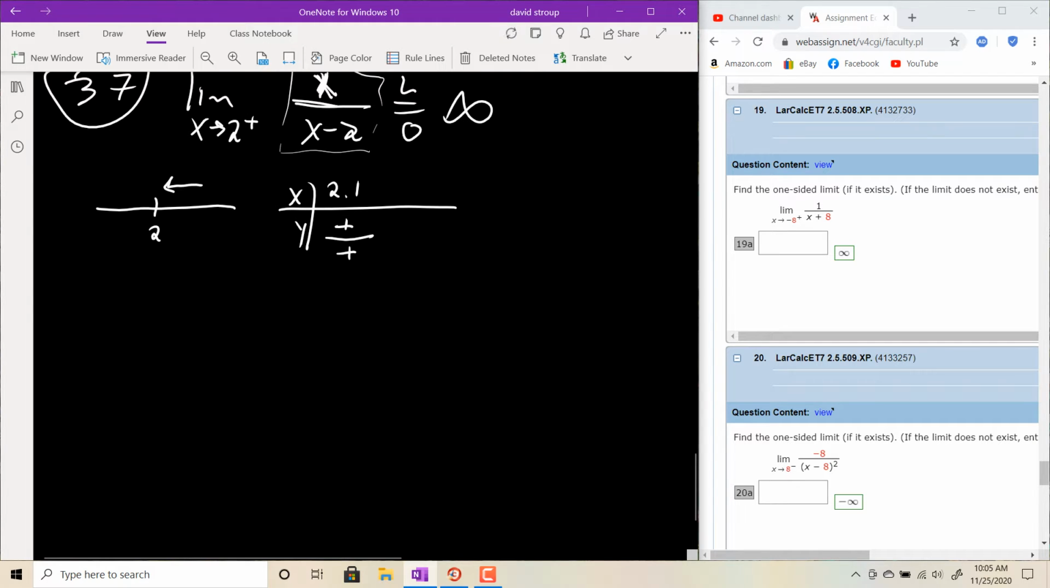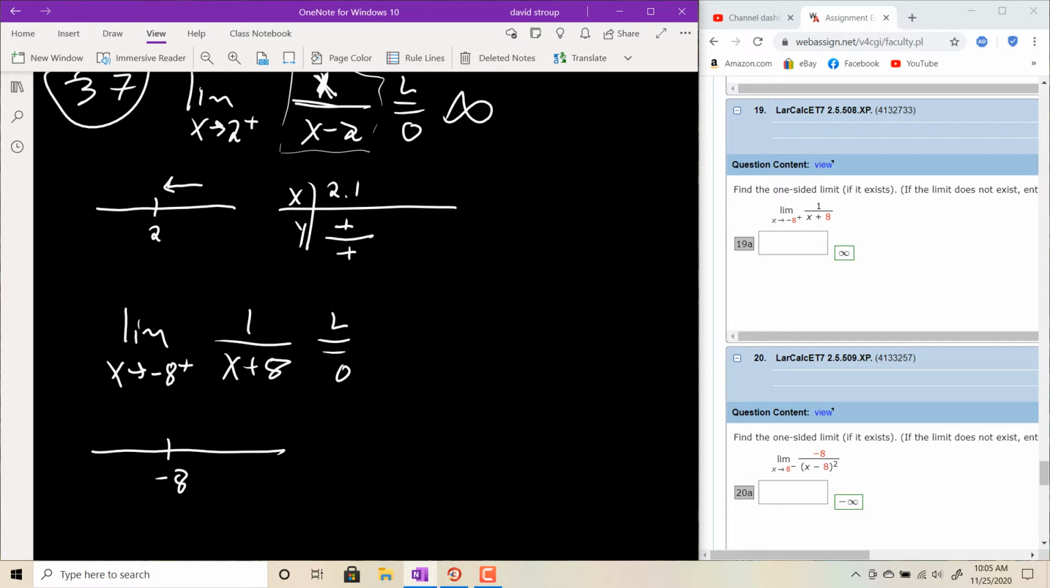Okay. So that problem to the right there in WebAssign, whatever number that means, the limit as x goes to negative 8 from the right of 1 over x plus 8. How did that work then? So again, this is L over 0, so you know it's either positive or negative infinity. Here's negative 8. I want to come in from the right, the positives, and so I'll have something like negative 7.9. If you plug that in, you'll get 1 over negative 7.9 plus 8, which is positive. So positive over positive is positive infinity.